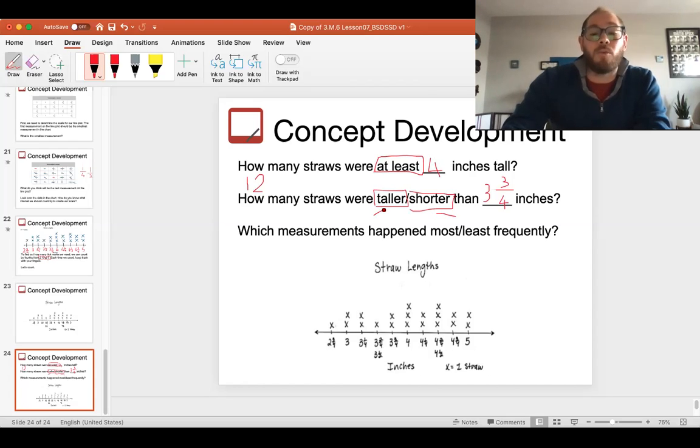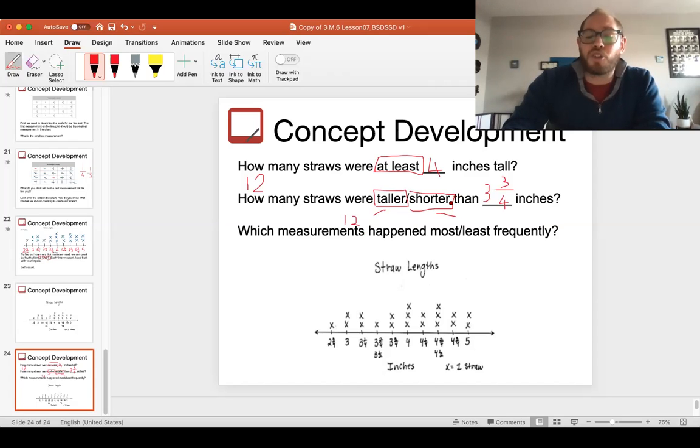Let's see how many were taller than 3 3/4 inches. Do I want to include 3 3/4 inches if I'm talking about things that are taller than that? No, I just want them that are bigger than 3 3/4 inches. So 1, 2, 3, 4, 5, 6, 7, 8, 9, 10, 11, 12. 12 straws are taller than 3 3/4 inches.